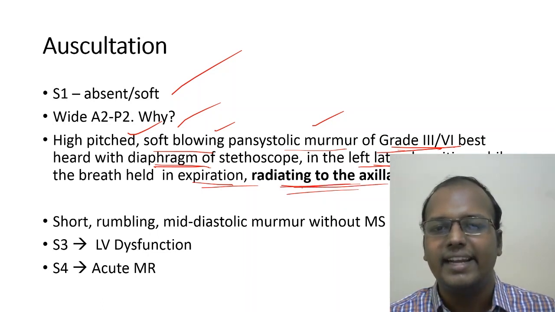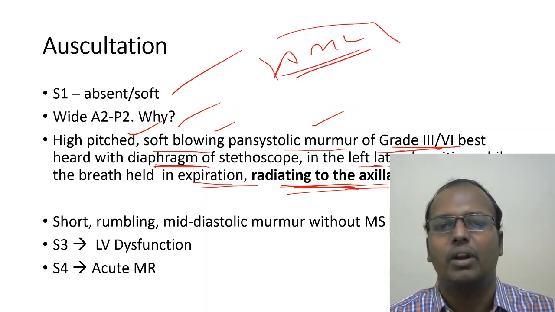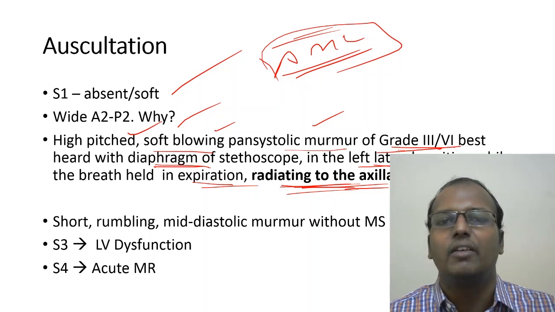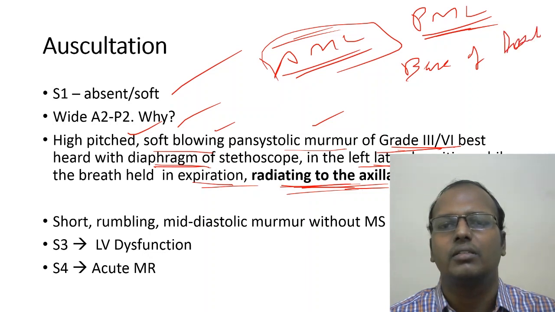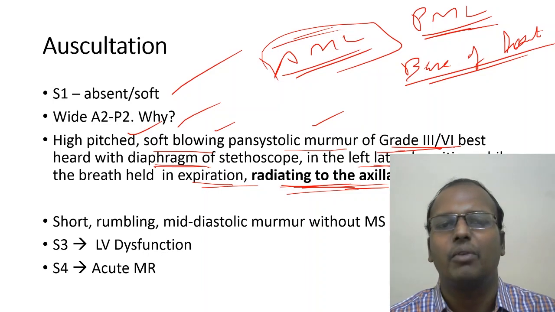Radiating to the axilla happens only if the AML is prolapsing more. Suppose there is an anterior mitral leaflet. If the anterior mitral leaflet is involved in the prolapse or the regurgitation, the murmur radiates to the axilla. Whereas in some individuals, the posterior mitral leaflet will be prolapsing more, and that will lead to radiation of the jet into the base of the heart. Just a DD. If there is no radiation, what will you think? You can think of posterior mitral leaflet prolapse.